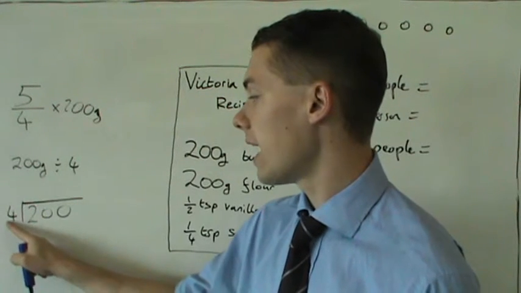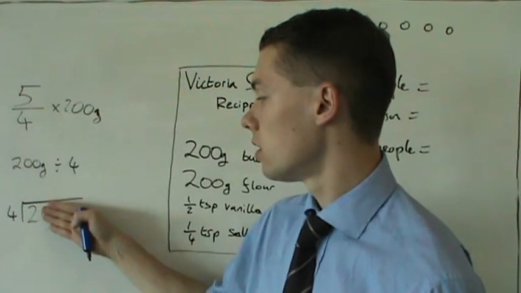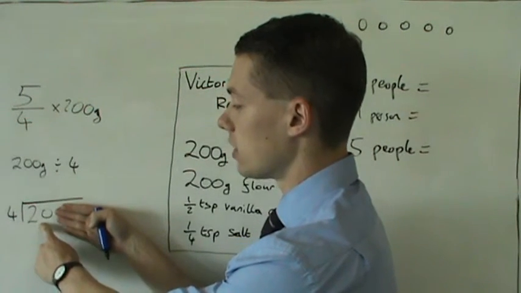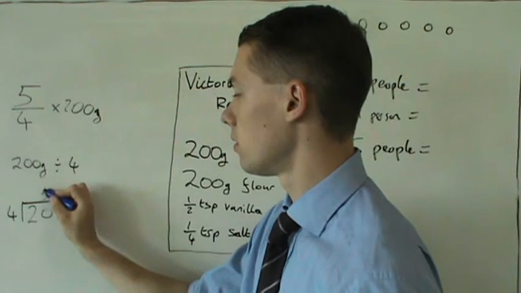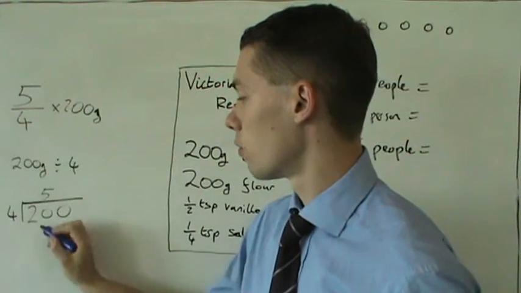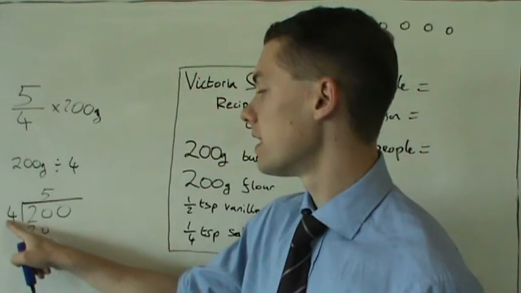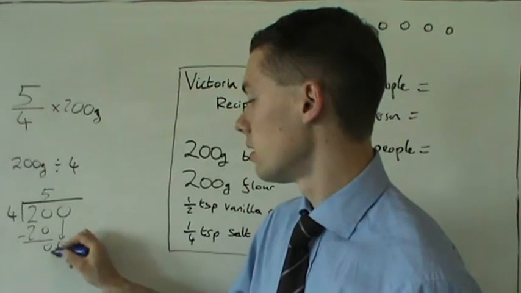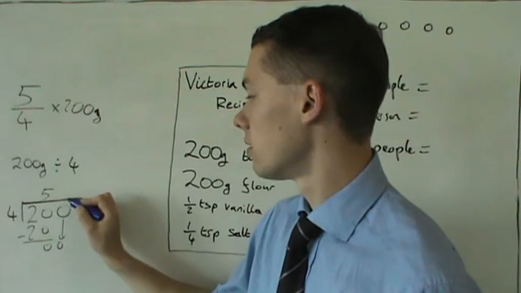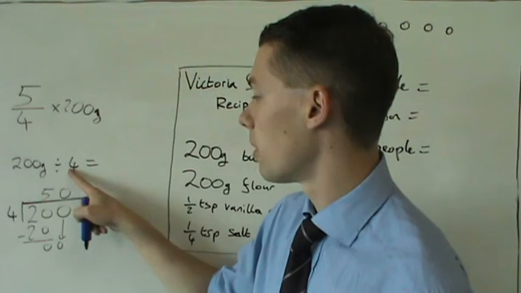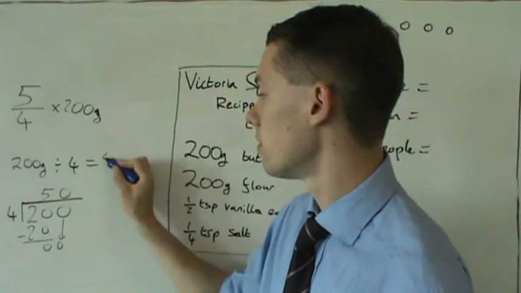Now you can't fit any 4s inside 2, so you move across. You can fit exactly 5 4s inside 20. So 5 times 4 is 20. There's no remainder. And you can't fit any 4s inside 0, so that's a 0 there. So 200 grams divided by 4 gives us 50 grams.